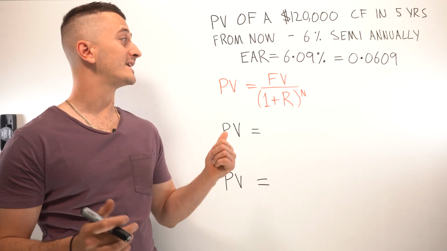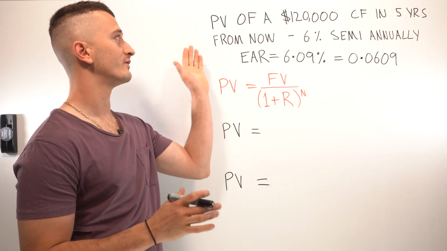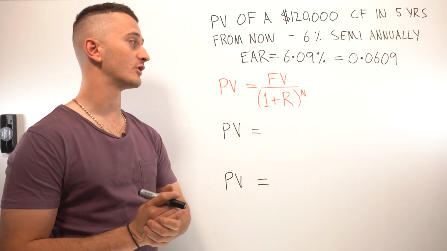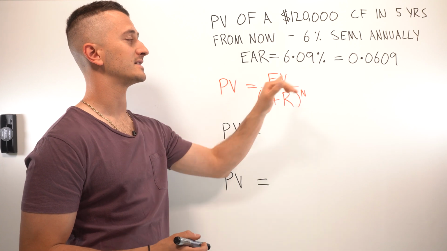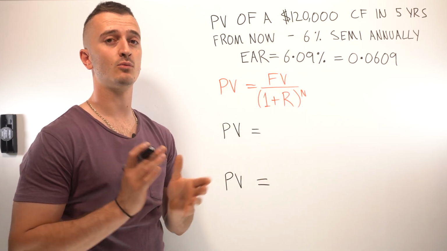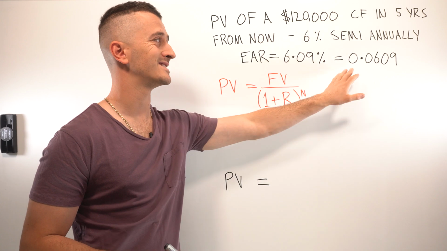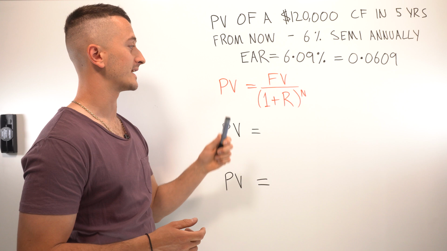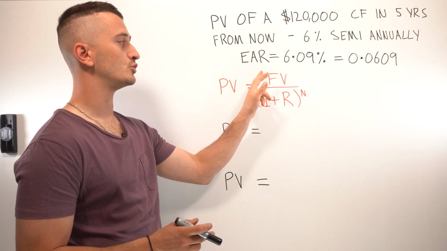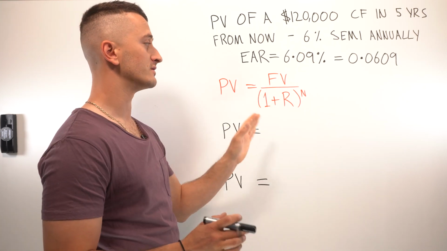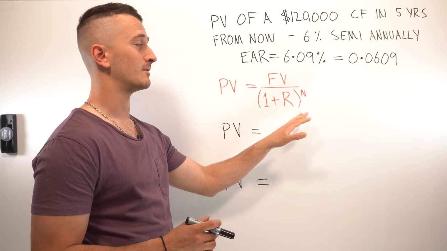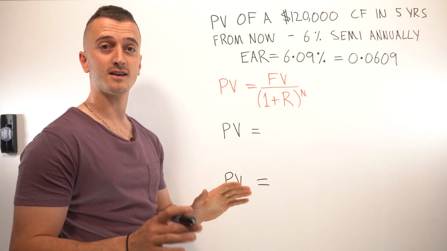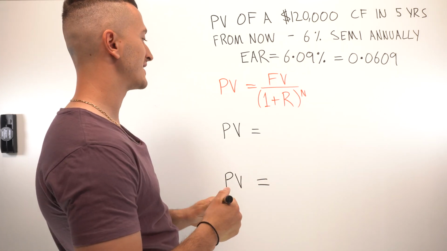Alright guys, now that we've got our EAR sorted, we can go forward and solve the question of our present value of the $120,000. So I've just listed here the EAR is 6.09%. The decimal value that we're going to be using though is 0.0609. So the formula again is on the board. PV is equal to FV, future value, divided by (1 plus R) to the power of N. So pretty straightforward. We're just going to fill all the blanks in and get a present value calculation answer.